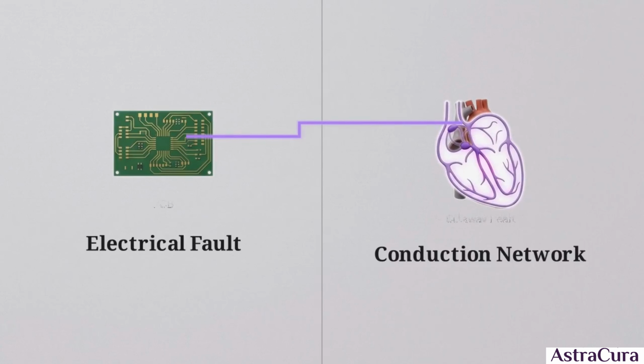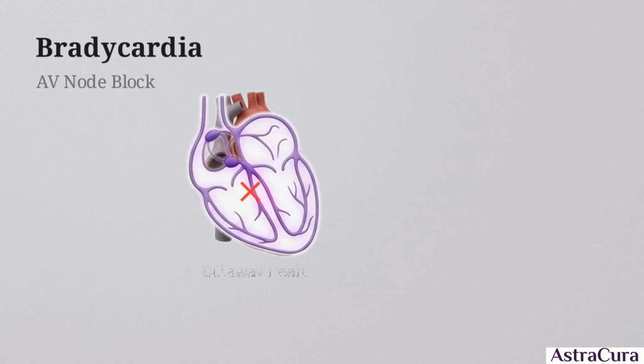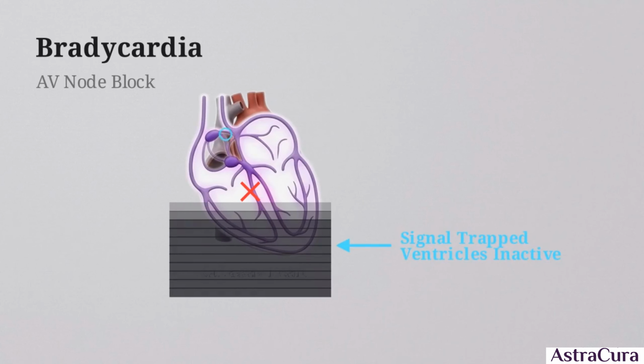Take bradycardia. This condition is often driven by an electrical block in the AV node, a structural failure that traps the natural heartbeat and prevents the signal from reaching the ventricles. The traditional solution involved surgically creating a subcutaneous pocket in the chest to house a pacemaker, then threading transvenous leads into the heart tissue to stimulate the muscle. Today, we utilize a far more targeted modality, conduction system pacing.